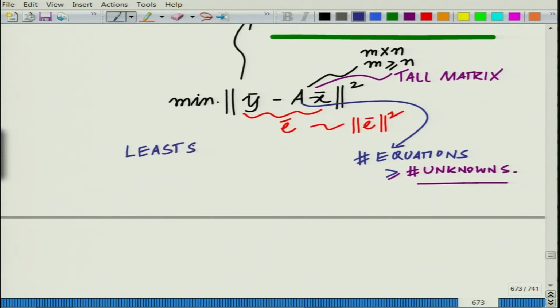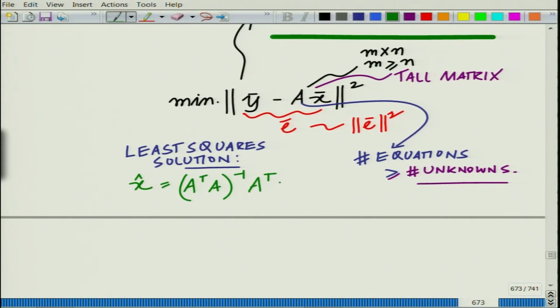The least squares solution is given as x hat equals A transpose A inverse A transpose times y bar, where this matrix A transpose A inverse A transpose is also termed the pseudo inverse of the matrix A. So, this is essentially your least squares problem and the least squares solution.